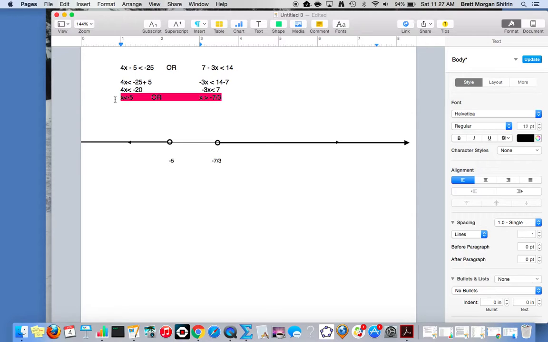X is less than negative 5, or x is greater than negative 7 over 3. And that's what I'd circle on my paper to make sure everybody understood exactly what my answer was. By putting it on the existing number line, I also confirmed that that is what I'm representing. All the values less than negative 5, or all the values greater than negative 7/3.